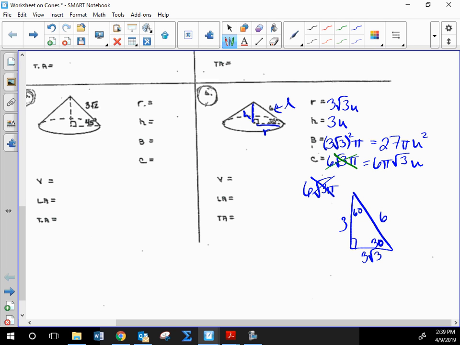Okay, questions on our first information we found so far? Let's go take a look at our volume over here. What's our volume formula for our cone? 1/3 base. Good. 1/3 area of our base, which is 27 pi, times our height, which is 3. So what's our total volume going to be?